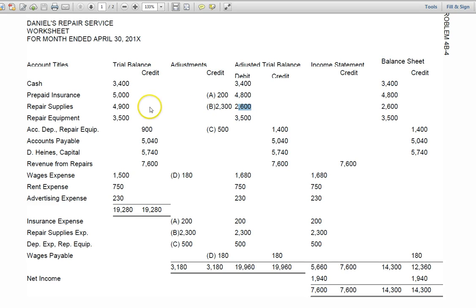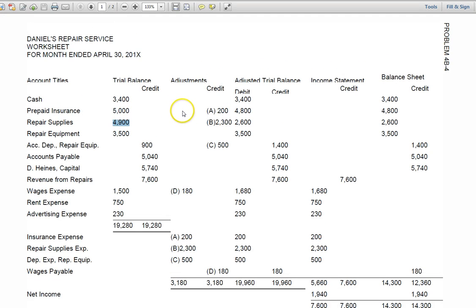I can't write here, but if I would say cost of supplies used, repair supplies available, 4,900, minus what's left, 26. That's going to tell you 2,300, in order to take that 2,300 out to restate the asset at 2,600 bucks. So you've got to be careful with the reading there.